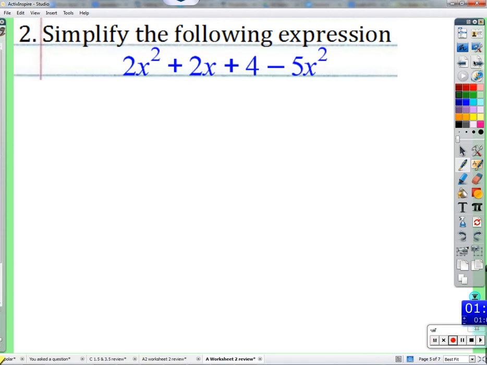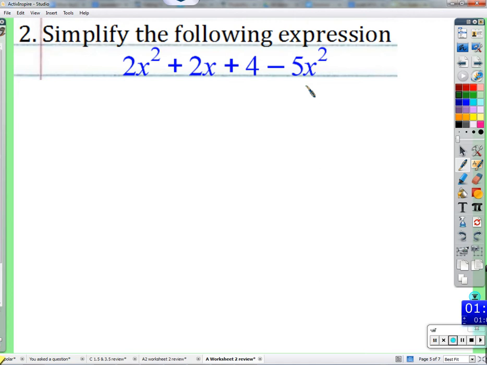Simplify the following expression. How else could I give you instructions? What's another way of explaining what I want you to do here? What different words could I use? Like terms. Yeah, that's something that you've heard before. What constitutes a like term? What's a like term with negative 5x squared? 2x squared. Why are they like terms?